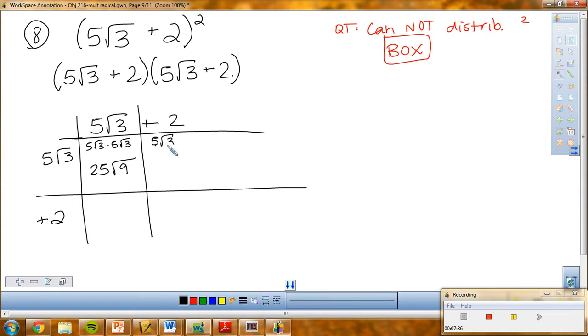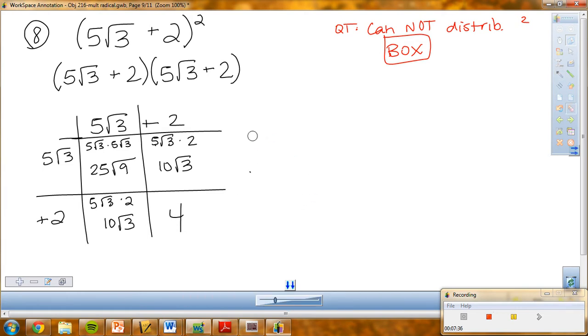Outside is 2 times 5 is 10, and I'll rewrite this. 5 the square root of 3 times 2, so 5 times 2 is 10, square root of 3 is inside. And here we have just regular multiplication. 2 times 2 is 4. So we rewrite it from all of our terms in the boxes.